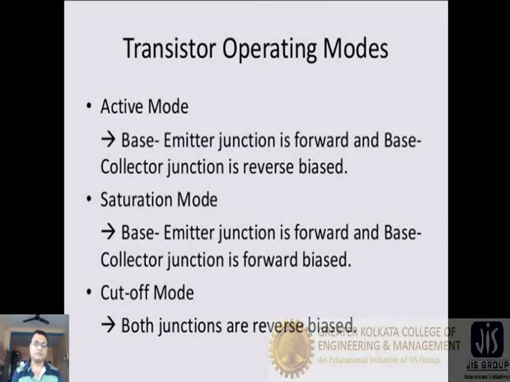The second is the saturation mode. In saturation mode, the base emitter junction is in forward bias and the base collector junction is also in forward bias. Another mode is cutoff mode, where both junctions, that means the emitter base junction and the collector base junction, are in reverse bias. So these are the three modes of operation of a transistor.